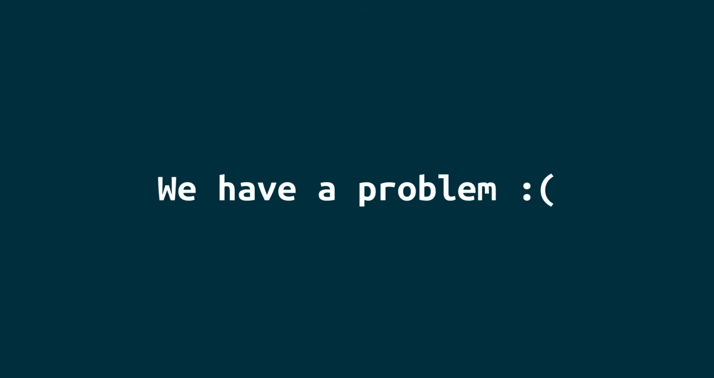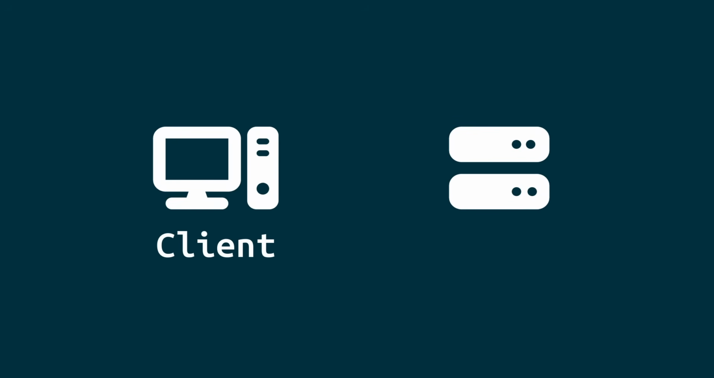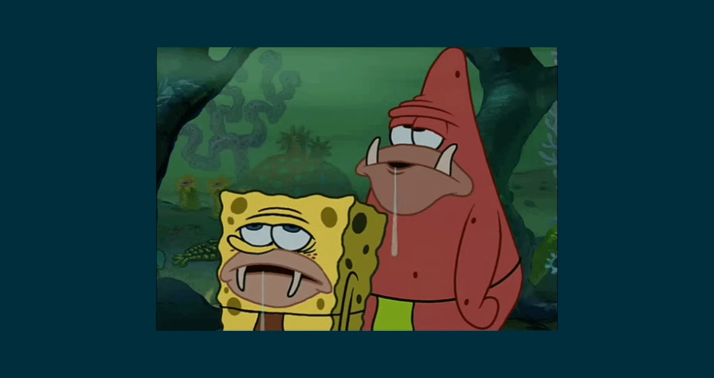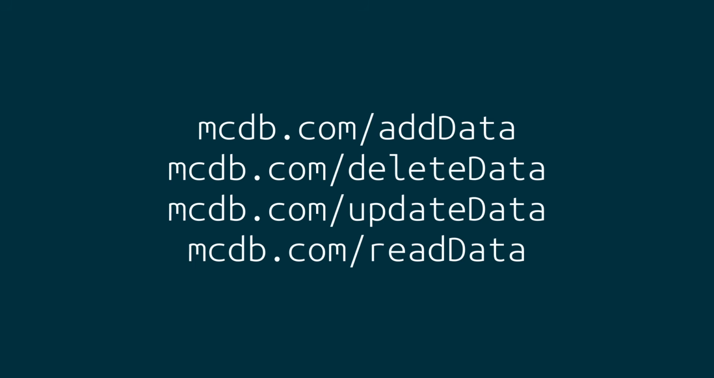But now we have a problem. Previously, we've been adding to the database by sending a put request to an endpoint. An endpoint is like a variation of the server's URL. So if we were hosting the server from mcdb.com, we would previously have sent a put request to mcdb.com/add-data. And because I'm a caveman, I set up an endpoint for every single function the server has.